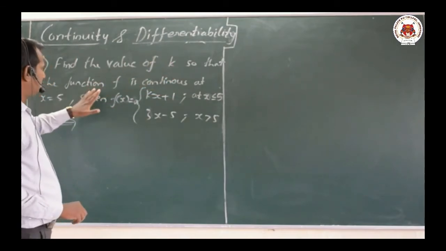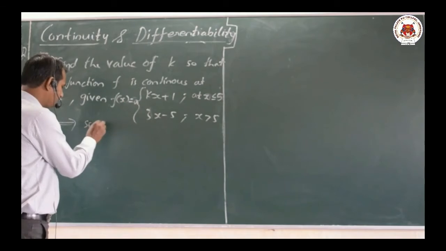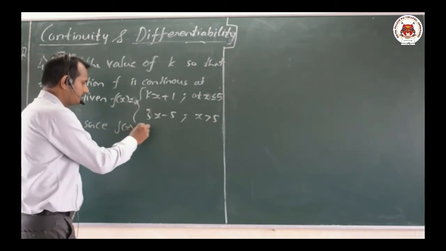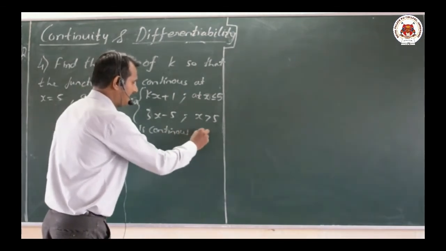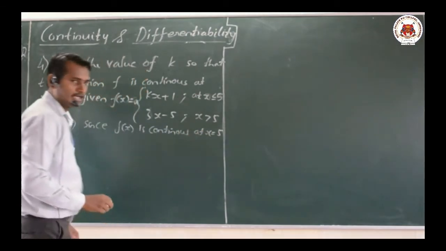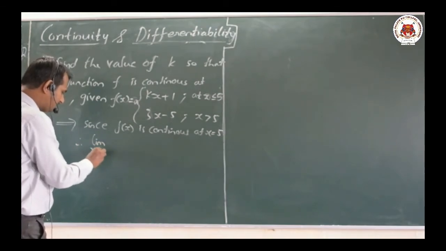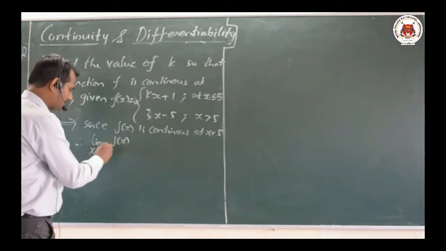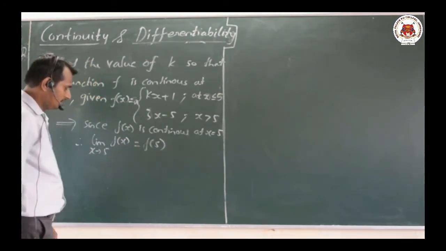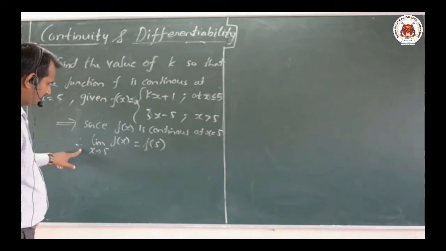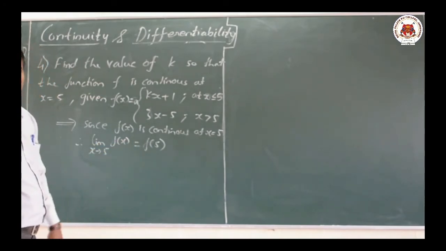The function is continuous, since f of x is continuous at x equal to 5 here. At x equal to 5 it is continuous. Therefore, the limit as x tends to 5 of f of x is equal to f of 5 here. Since the limit value exists, limit value exists means what? Right hand limit is equal to the left hand limit here.